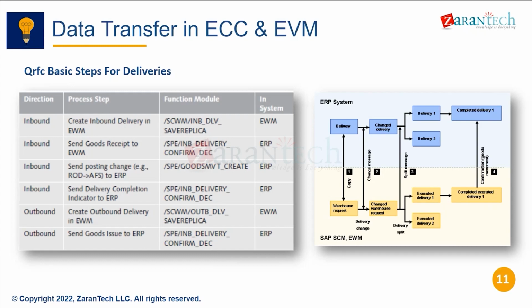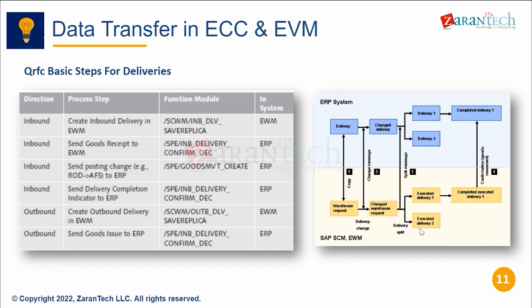Okay, so then you can see how the documents flow from the ERP to the EWM system. As soon as we create the inbound delivery, the warehouse request number will be replicated into the EWM system through all these function modules. If you do any changes, the same changes will also come to the EWM system. But if it is EWM managed, you will do it here, and then it will transfer to there.